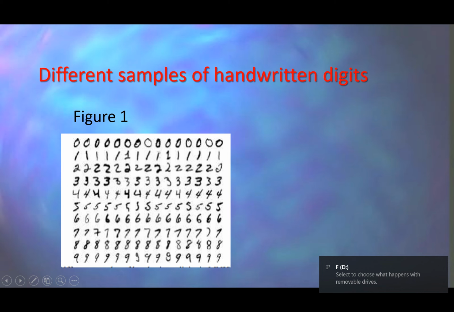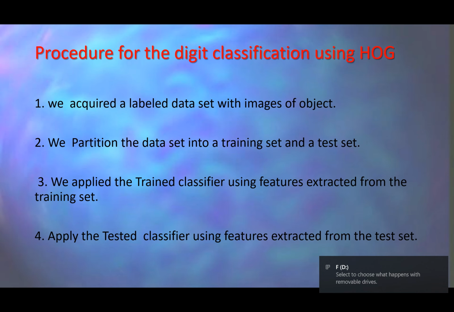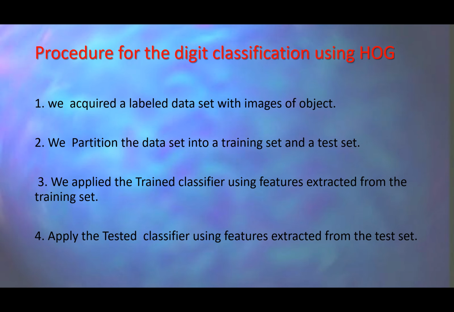Then when we take this data and apply the HOG feature on it, we're going to partition the data into sets, and those sets we're going to call the training set and the test set. Then to train the classifier, we're going to use the feature extractions from the training set. Then we're going to apply the trained classifier using the features extracted from the test set. Then when we do that, we're going to have a figure like this.